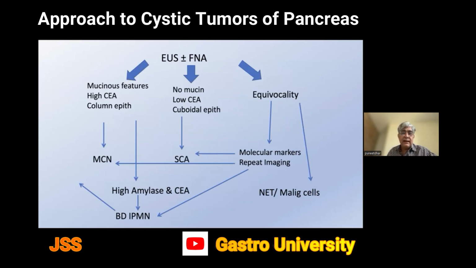So just an algorithm. I think we've covered most of this, and we're okay for time. If it's mucinous features, high CEA, columnar epithelium, with a low amylase, it's a mucinous cystic tumor. If there's no mucin on the FNA, it's low in CEA, cuboidal, it's serous, you can avoid surgery. If it's equivocal, you can do molecular markers, you can look for neuroendocrine and malignant cells. Those are very common tumors as well. Or you could repeat imaging and confirm that it's either MCN or IPMN. If there's high amylase and CEA, think of the branch duct and then think of surgery.